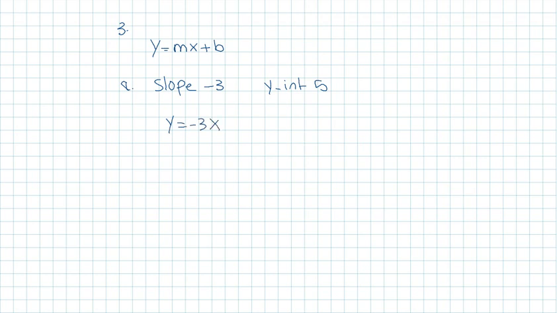What does 5 replace? B. So it would be -3x plus 5. Done. That's it. If the information is given to you, they gave you the slope, they gave you the y-intercept. All you had to do, you know that this is the slope, and you know that this is the y-intercept, right? So all you have to do is replace the number and the letter in the corresponding letter.